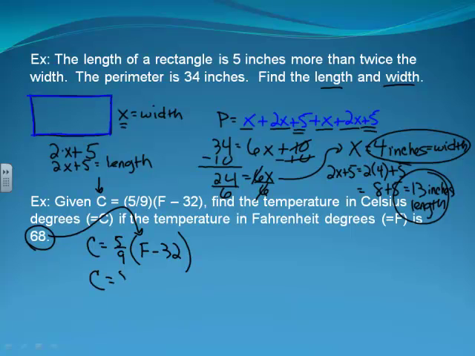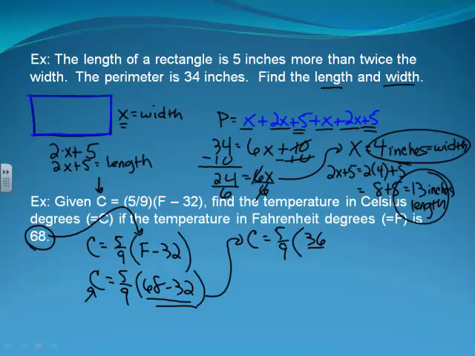Once we put our number in, and let's do that, we've got 68 minus 32, if we plug 68 in for F. C is already isolated, so now order of operations. Do your group first. 68 minus 32 is 36. See, I'm going to bring this up here. 68 minus 32 is 36. That's a multiplication step.